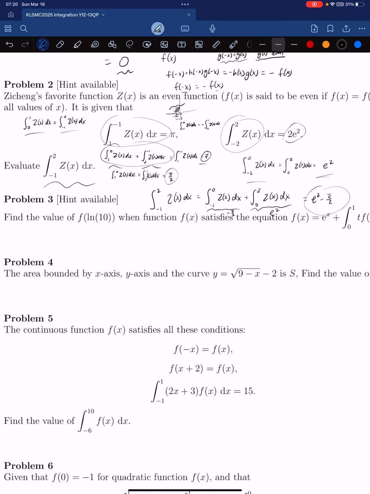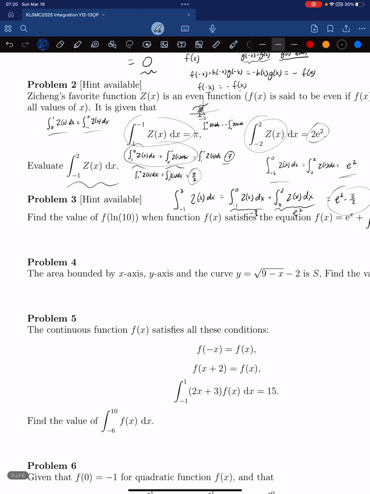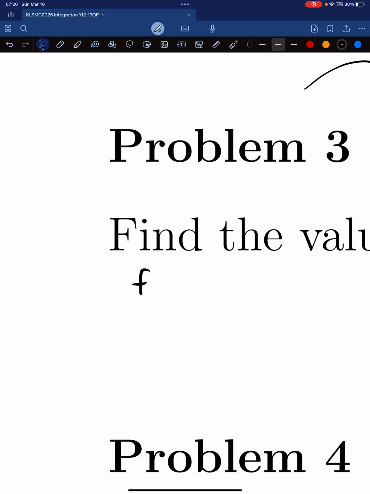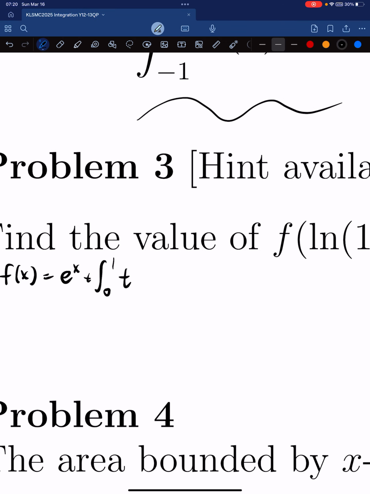Problem 3. Find the value of f of ln 10 when function f of x satisfies the equation f of x equals e to the power of x plus the integration of f of t integrated from 0 to 1. So how do we do that? Well, let's lay out our function. So f of x equals e to the power of x plus the integration from 0 to 1. Is it 0 to 1? Yep, 0 to 1, t f of t dt.